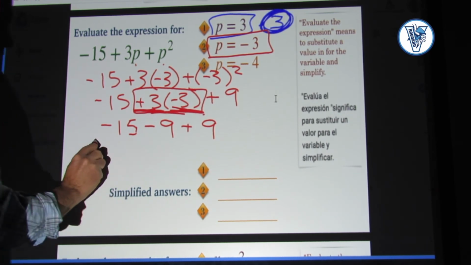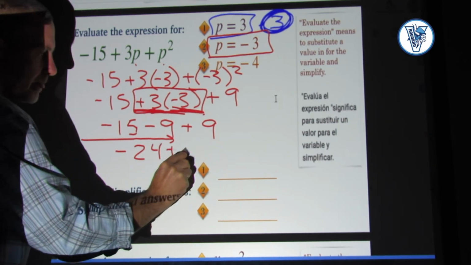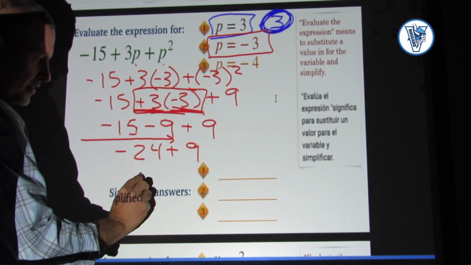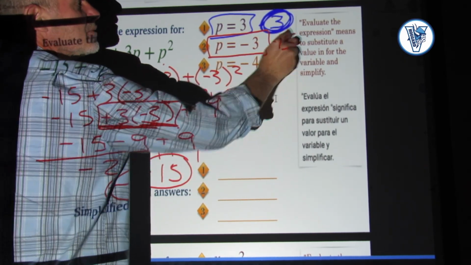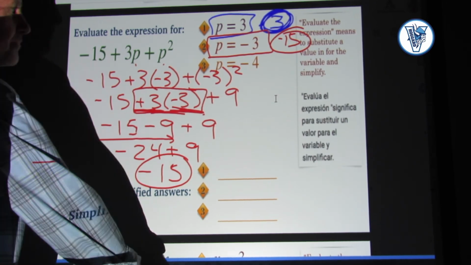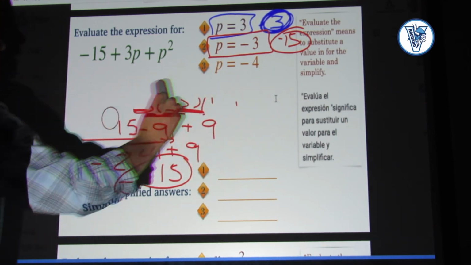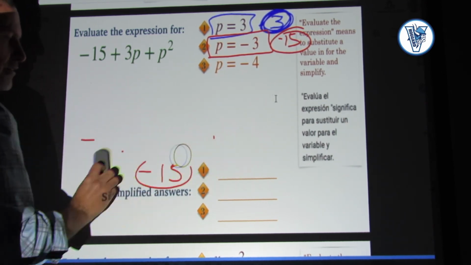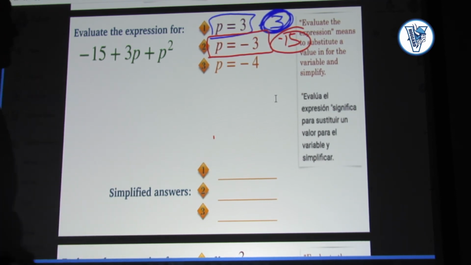So now, in order from left to right, negative 15 minus 9 is negative 24. And negative 24 plus 9 is negative 15. I get negative 15 when I put negative 3 in. Obviously a completely different answer. And I'll run through the last one. p is negative 4. We'll substitute that in, and we'll be done for today.